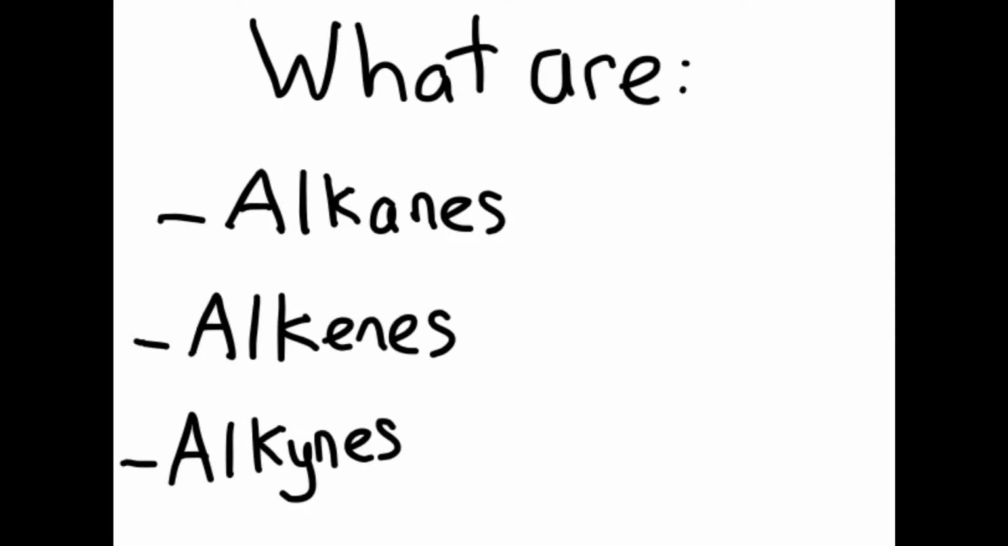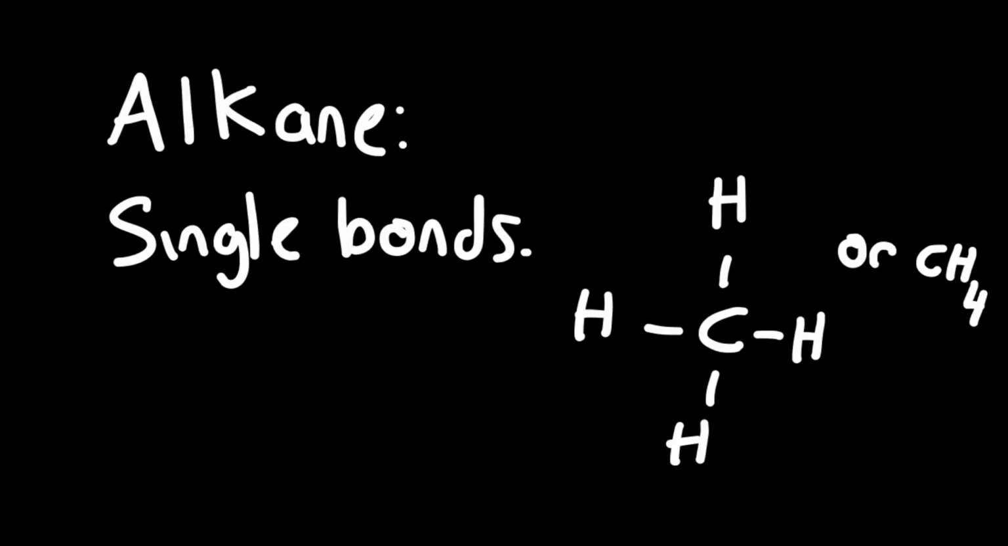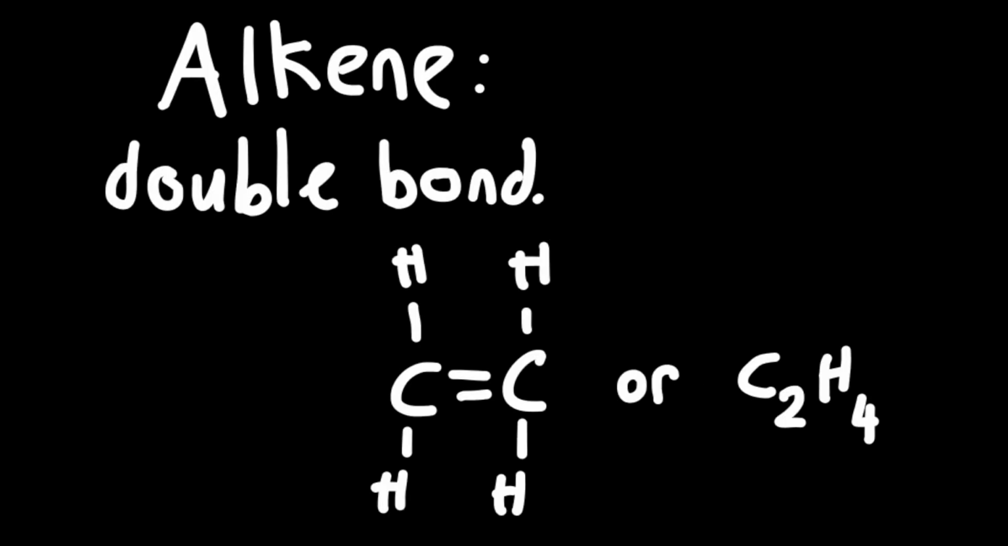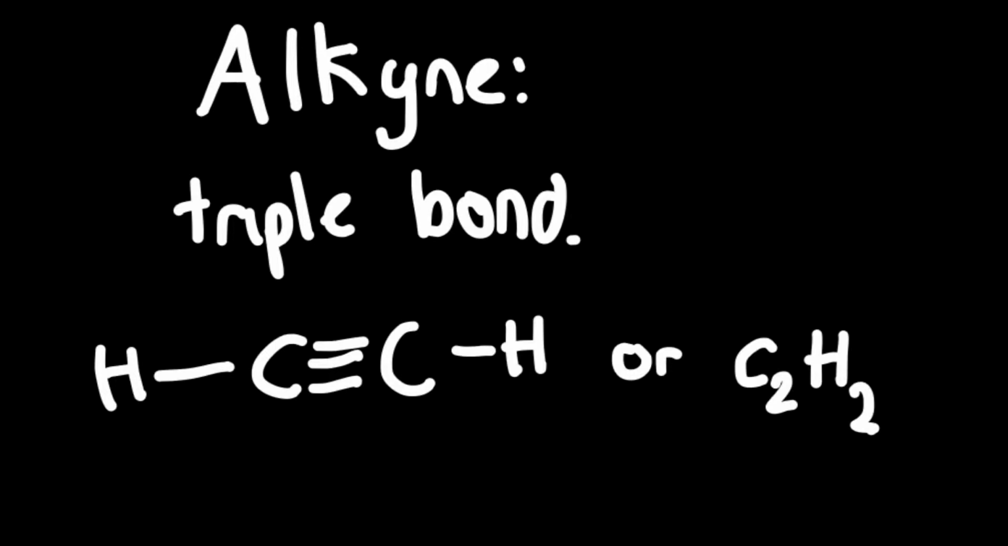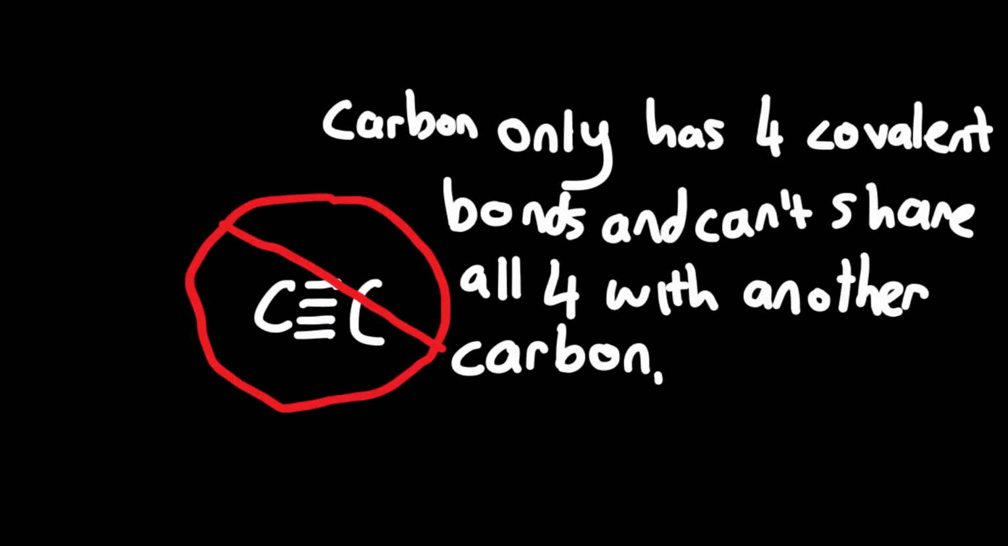Okay, I'll show you the difference between an alkane, alkene, and an alkyne. An alkane only has single bonds in the molecule. An alkene has at least one double bond in the molecule, and an alkyne has at least one triple bond in the molecule. It doesn't get higher than that, since carbons can only bond with 4 things, and it can't have 4 bonds attached to the same atom.